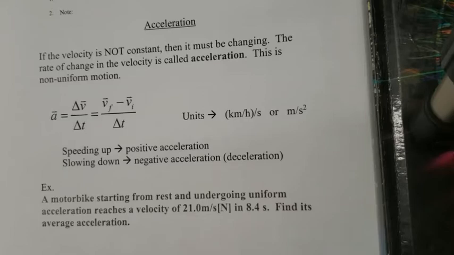Our next topic is acceleration. So let's review what we know. We know about uniform motion. Uniform motion is when your speed or velocity is constant. That means it's not changing.